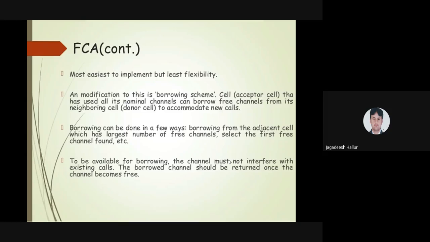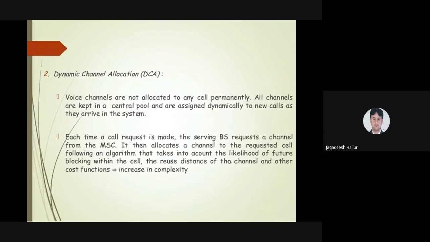Next point, one more process is there: you can borrow a channel from another cell if channels are available in that other cell. Only if channels are available in the other cell can you take the channel from it. Once the calling process is over, that channel has to be returned back to that particular cell. That is called the fixed channel assignment strategy. The second type is dynamic channel assignment.